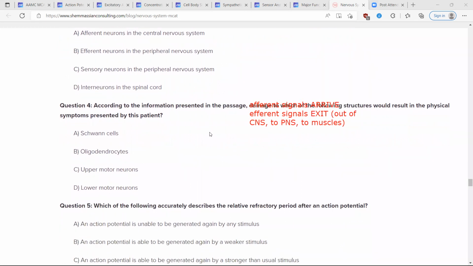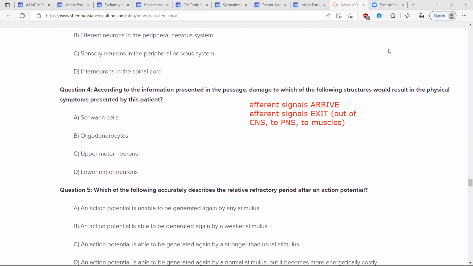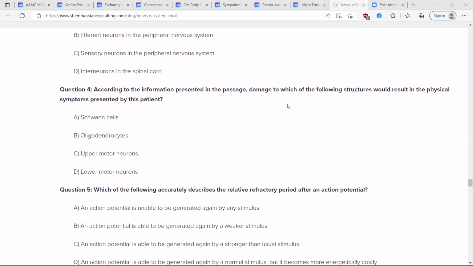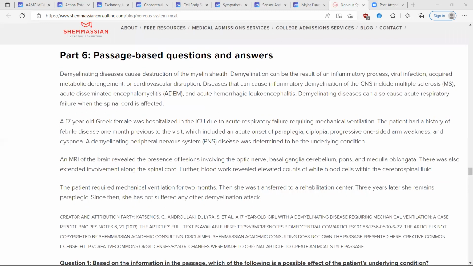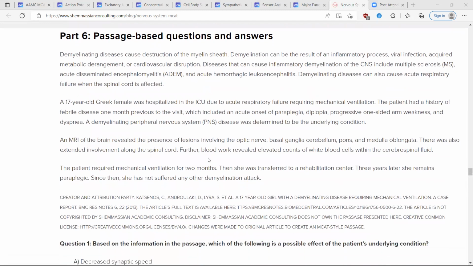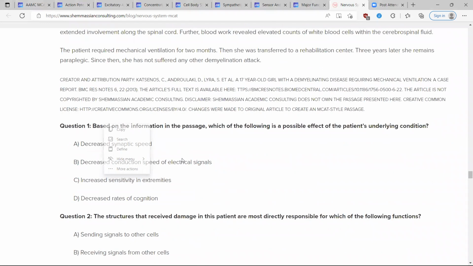Now, according to the information presented in the passage, damage to which of the following structures would result in the physical symptoms presented by this patient? So what do we think? Damage to which of the following structures would result in the physical symptoms presented by this patient? So what was their damage, right? As we just said, their damage was the demyelination, right?